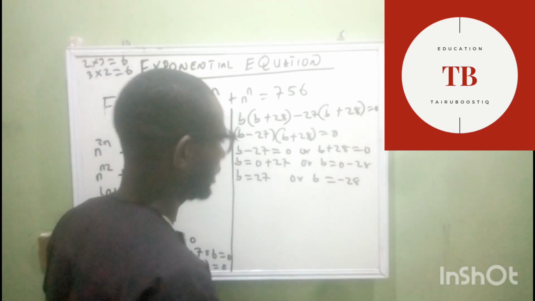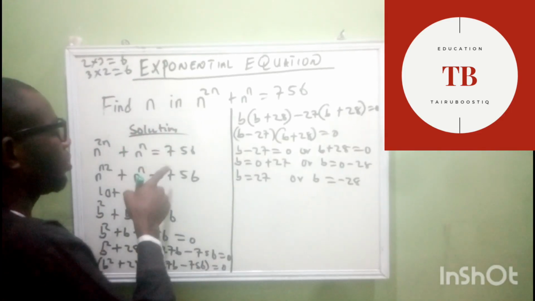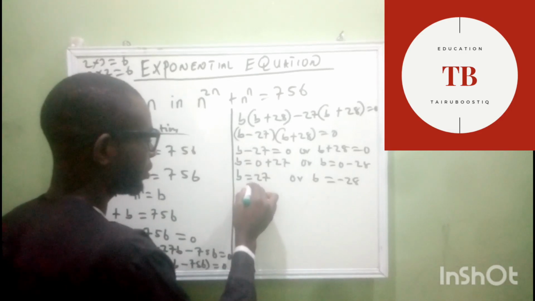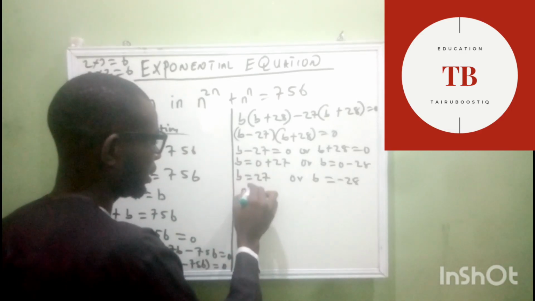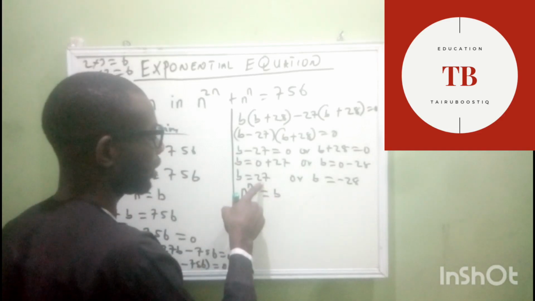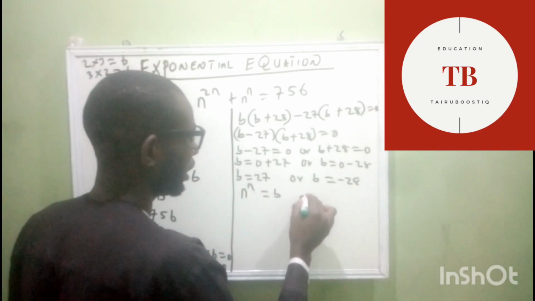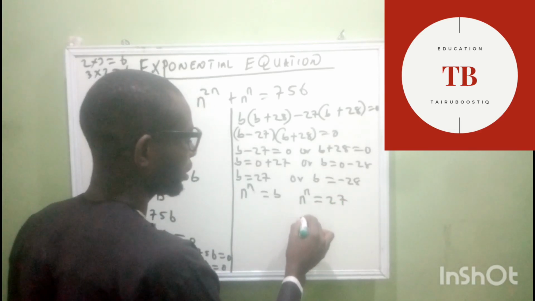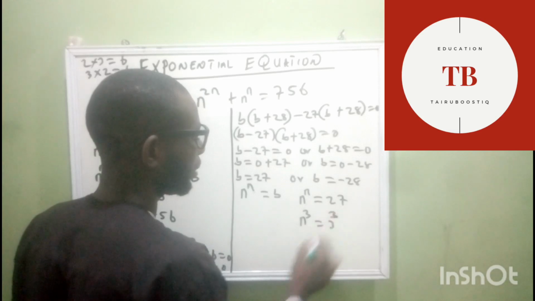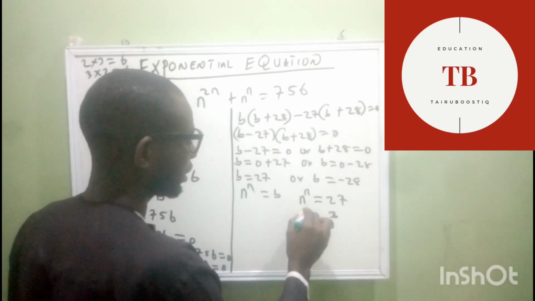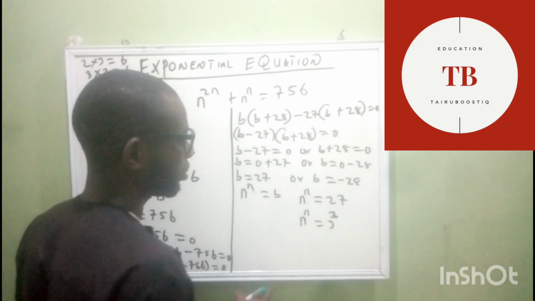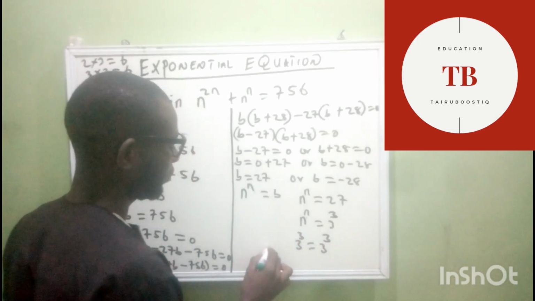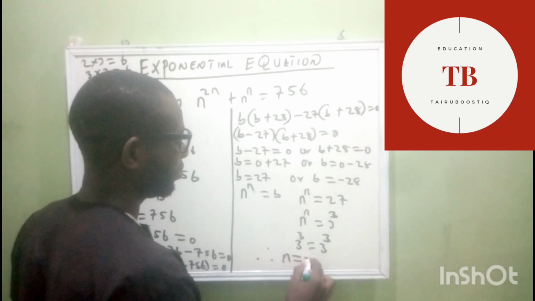Remember, we are not asked to find the value of b, we are asked to find the value of n. But we said, let n raised to power n be equal to b. Now we have the value of b to be 27. Then n raised to power n is equal to 27. Remember, we can write 27 as 3 raised to power 3. It means that if 27 is equal to 3 raised to power 3, then 3 raised to power 3 is 3 raised to power 3. Therefore, our n is equal to 3.